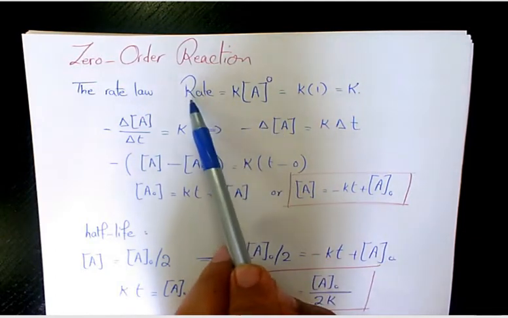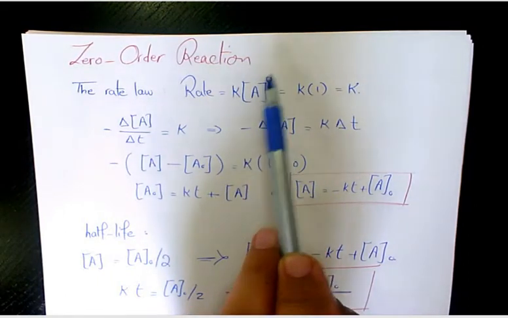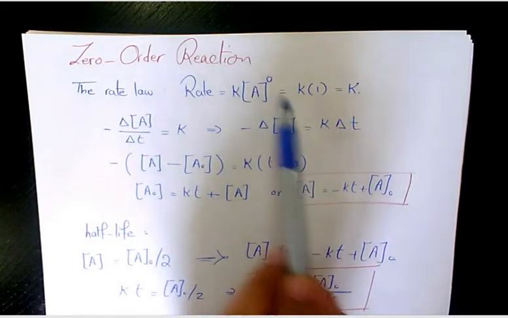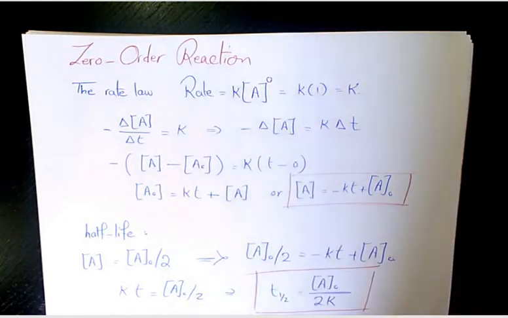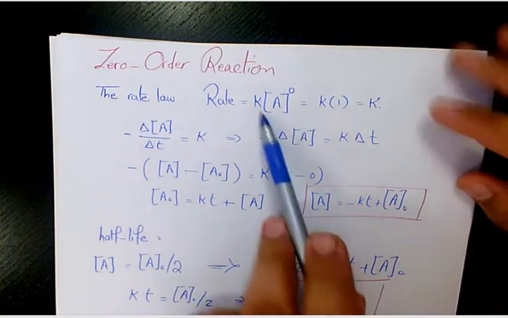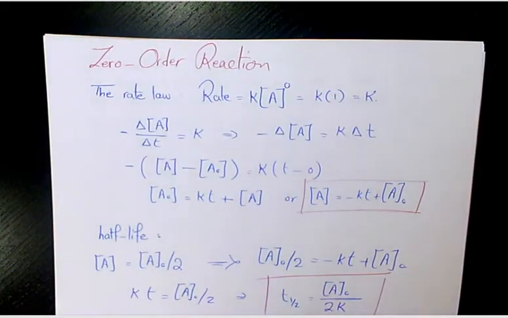If you remember, the general formula for rate law is rate equals k times A to the power of n. If n equals 1, we are dealing with first order reaction. If n equals 2, we are dealing with second order reaction. And in this case, when n equals 0, we are dealing with zero order reaction. And as we saw earlier, k is the rate constant and it depends mostly on the temperature.